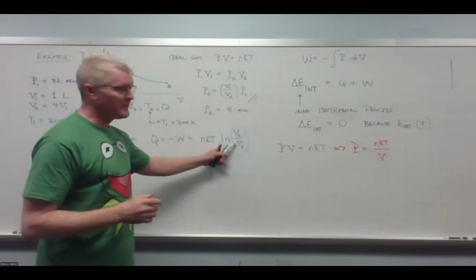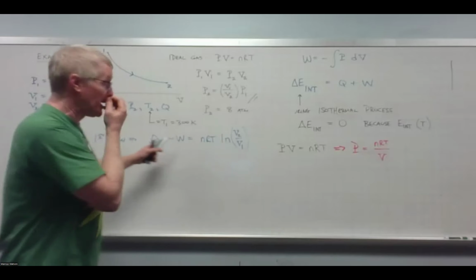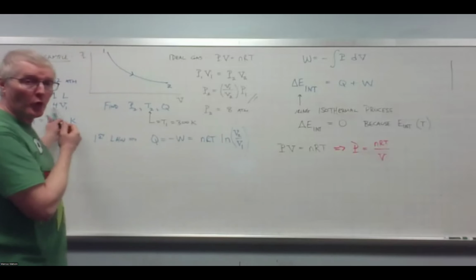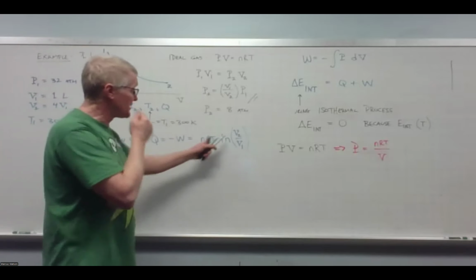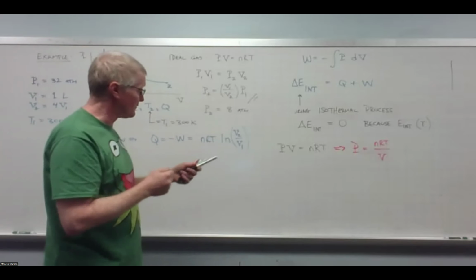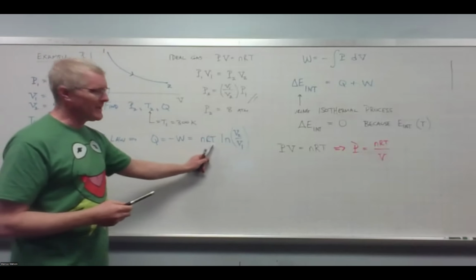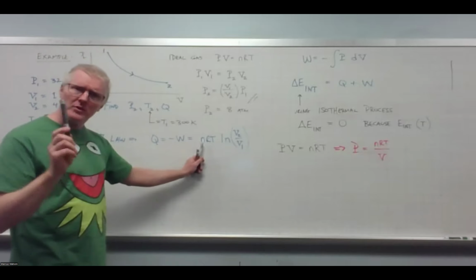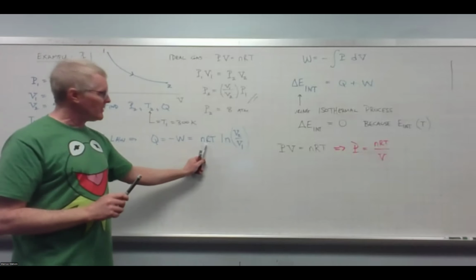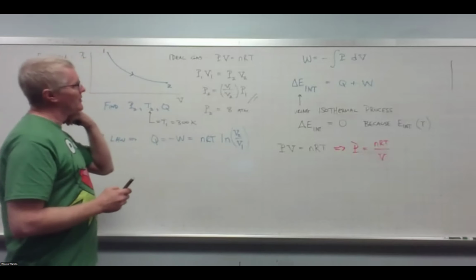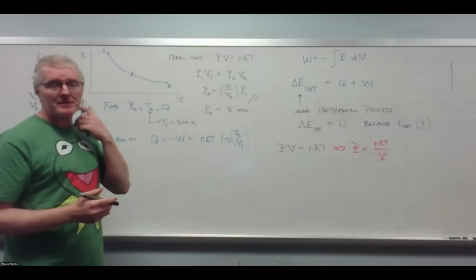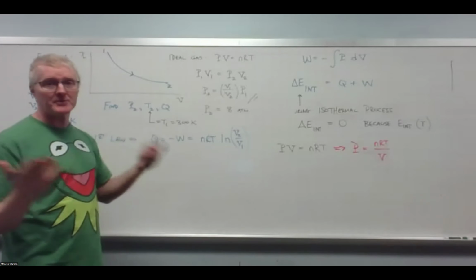And the log of V2 to V1, we know that's a log of 4. That's 4 V1s over V1, so that's the log of 4. And that's easy enough. nRT, though, we know T, we know R, we don't know n. Well, shucky darn. I guess that's the end of the example then, because we don't know n. I guess we give up.